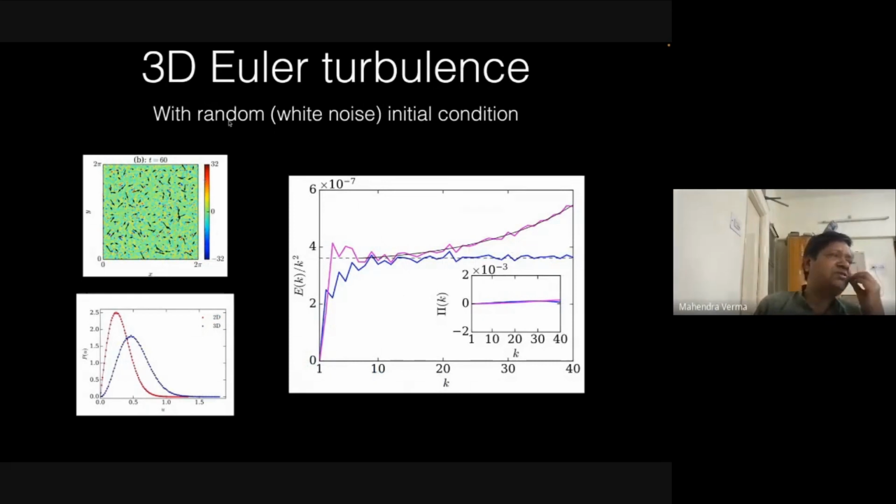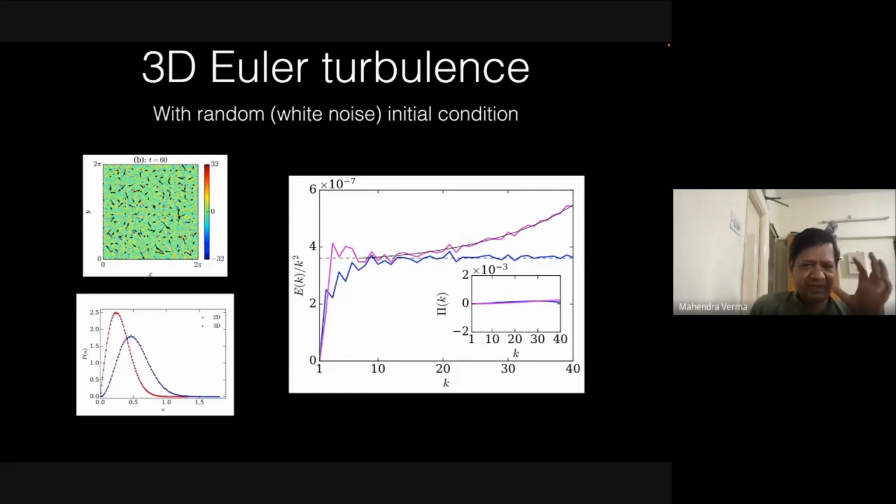What we do, as in our earlier arXiv paper, is start with a white noise initial condition, an initial condition which is uncorrelated in space. The velocity field is uncorrelated. It's possible to do this in computer simulation. This is done by our code called Tarang, which enables us to start with a random initial condition, and we get this random velocity field.